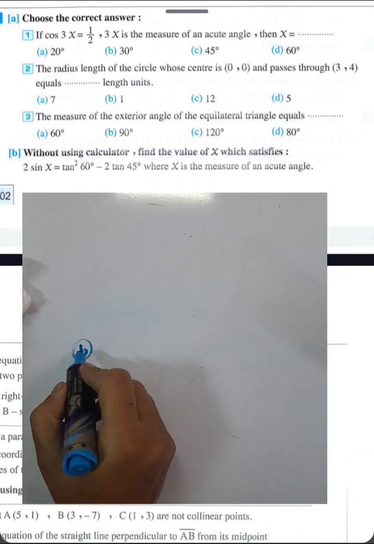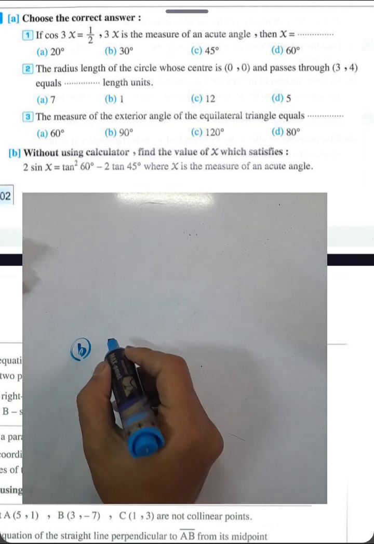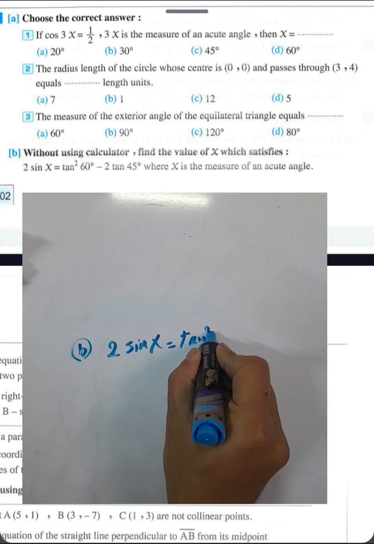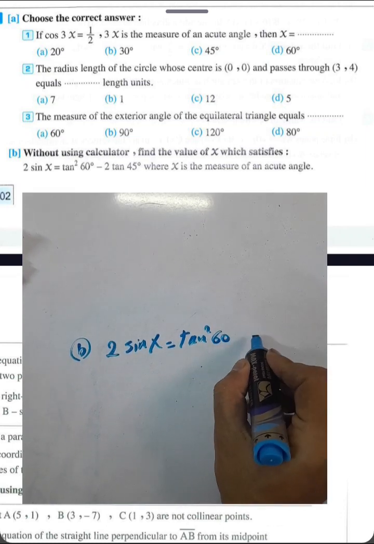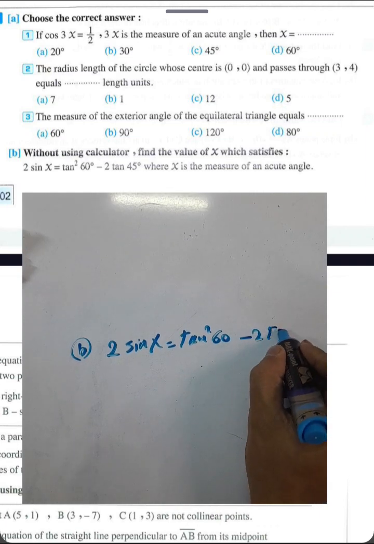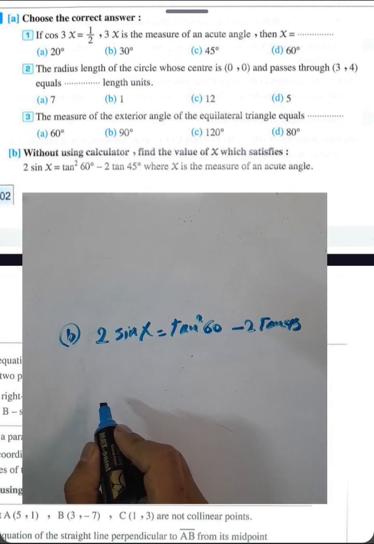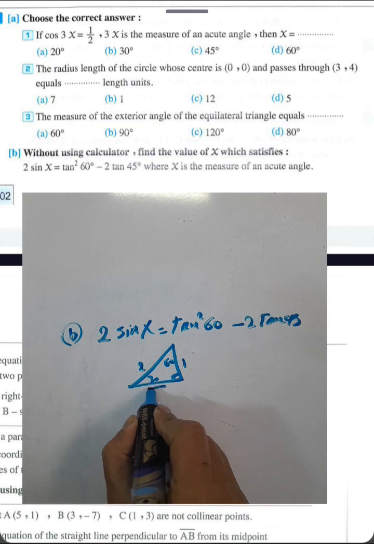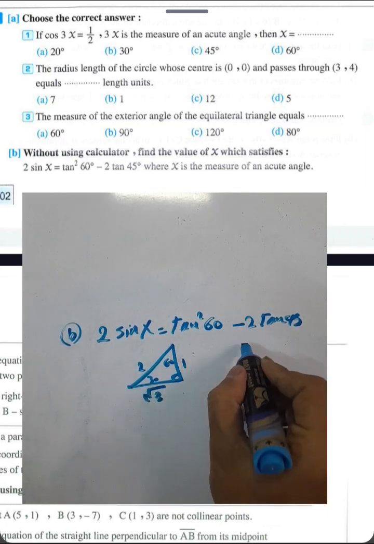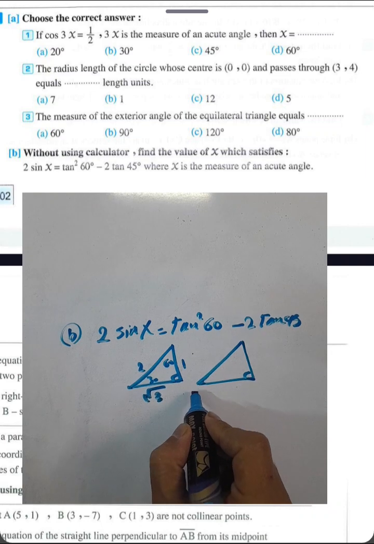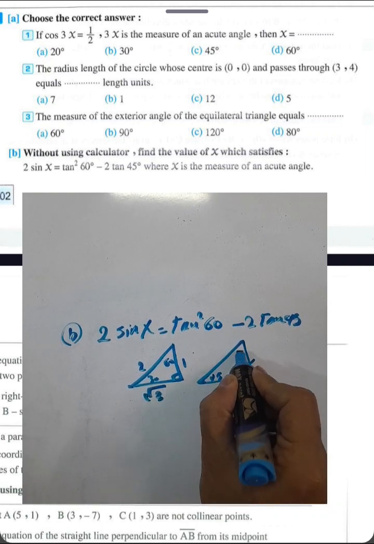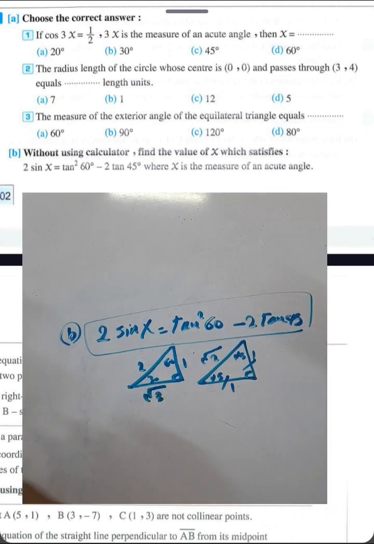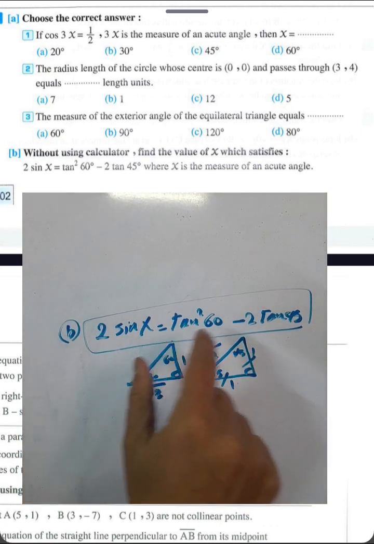Question letter B. Without using a calculator, find the value of x if 2 sine x equals tan squared 60 subtract twice tan 45. We can draw a right angle triangle here, 30 and 60, with sides 1 and 2 and root 3. You must keep this triangle in your mind, okay? And for 45, isosceles, with sides 1, 1 and root 2. Then you can solve this equation by finding the value of the right hand side.